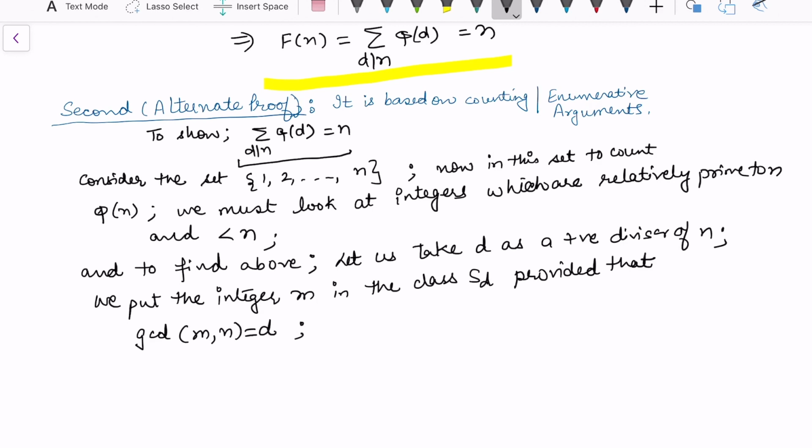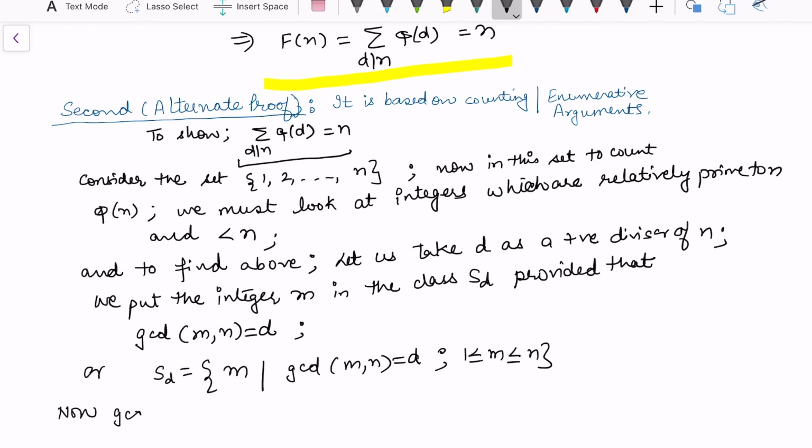Okay, so we may say S_d is a set which consists of m such that GCD of m and n is d and 1 < m ≤ n. So suppose that we consider a set something like this. Now GCD of m and n is the same as d if and only if GCD of m/d and n/d is 1.